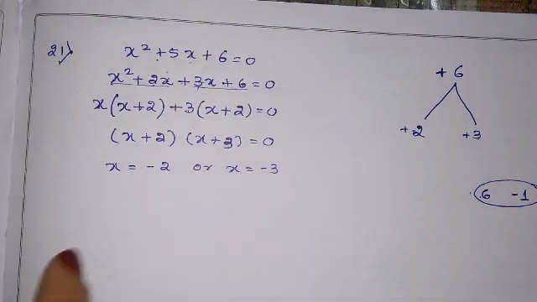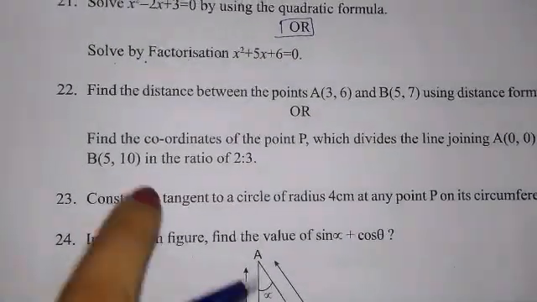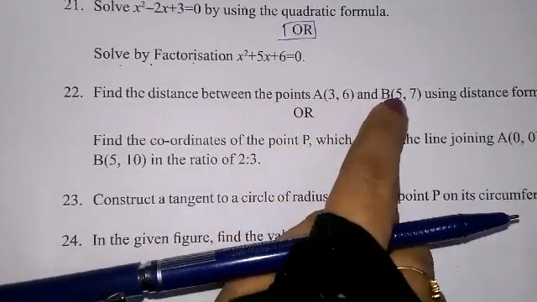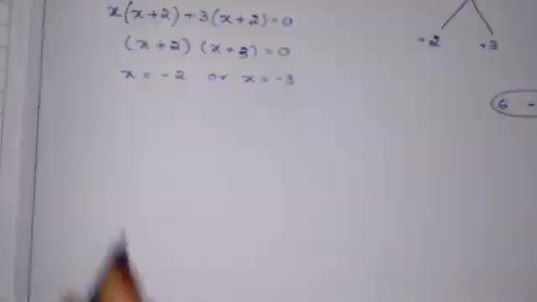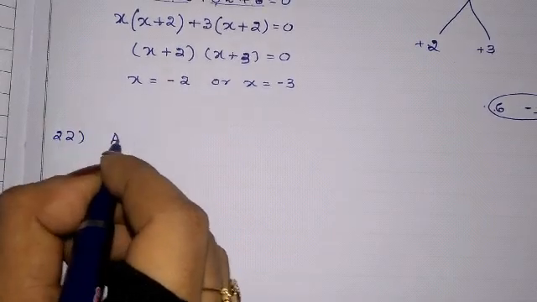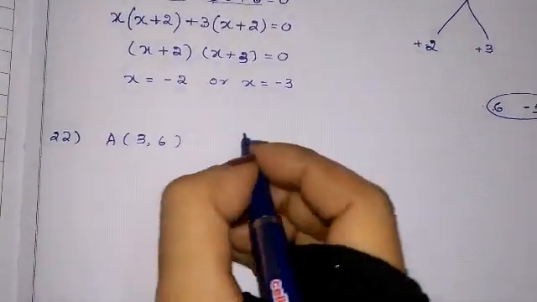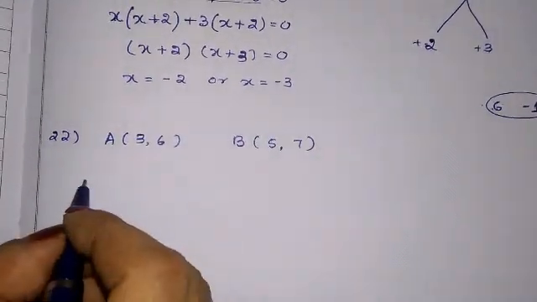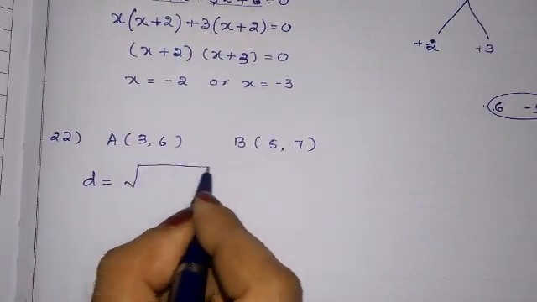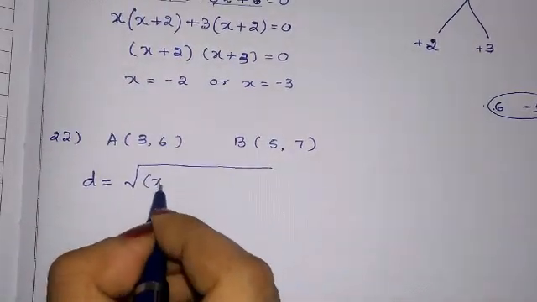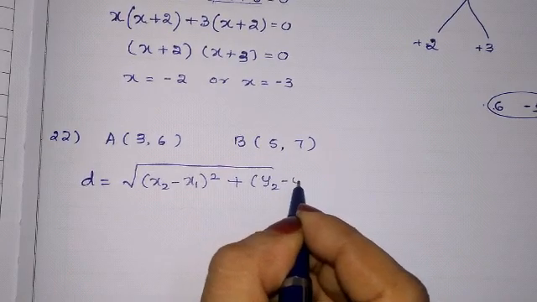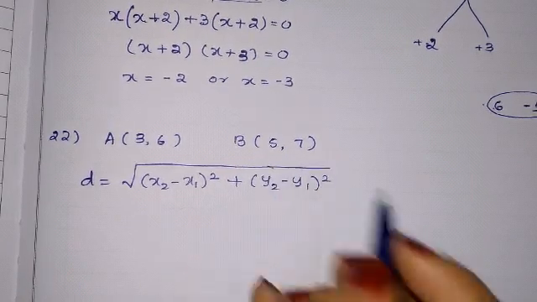Okay. Now let us go for question number 22. Find the distance between the points A(3, 6) and B(5, 7) using the distance formula. We know that the distance formula is D equals the square root of (x2 minus x1) whole square plus (y2 minus y1) whole square. This is the distance formula.